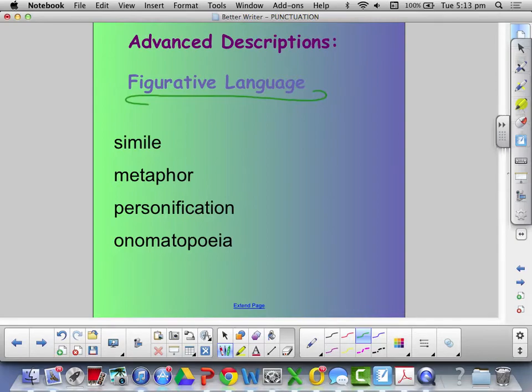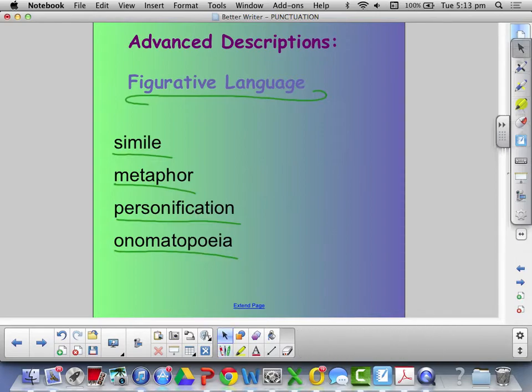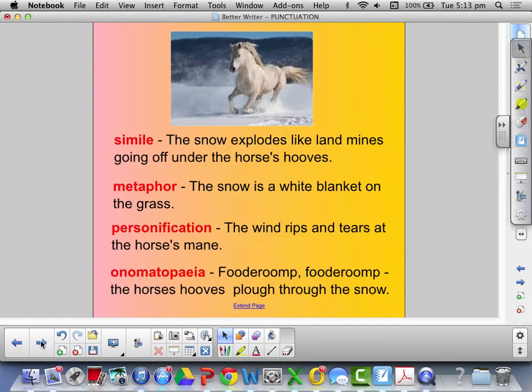Okay, so we have 4 things here that really relate to descriptive language: similes, metaphors, something called personification, and onomatopoeia. So we've got 2 big words to finish with there. Okay, let's just go through some examples of each of these relating back to our little horsey. All right, and there he is again on the snow.